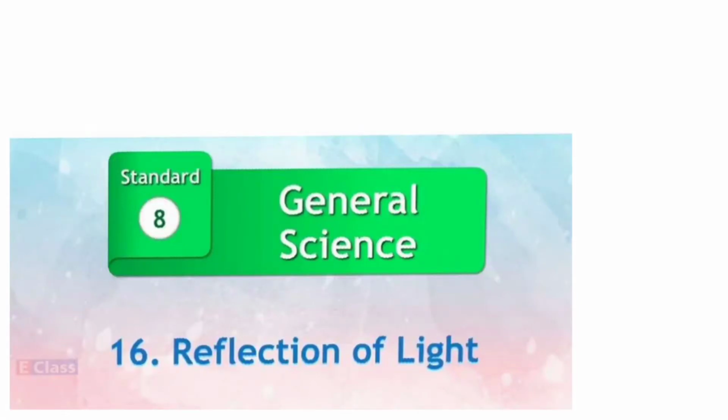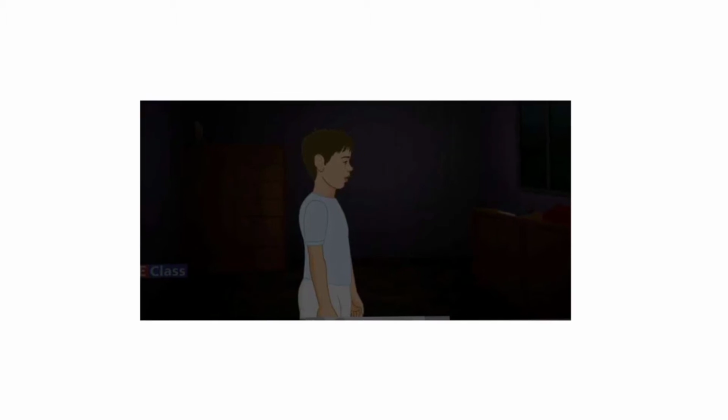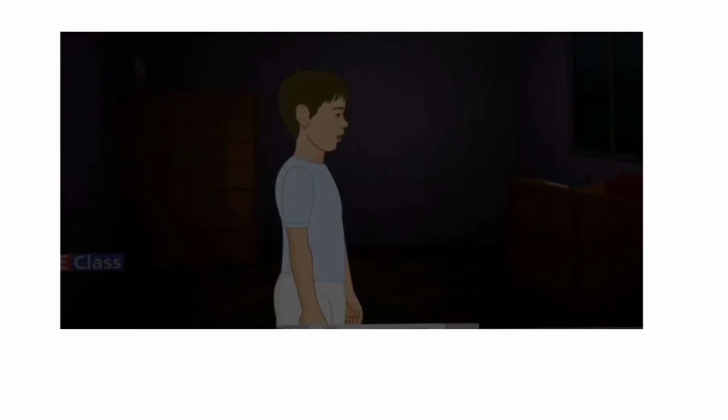Let us start with the chapter Reflection of Light. As you all know, we are able to see due to two things. One is our eye and another is light. If we are standing in a dark room, we are not able to see the things around us. This is just because the light is not there, right? If the light is on, we are able to see the things.